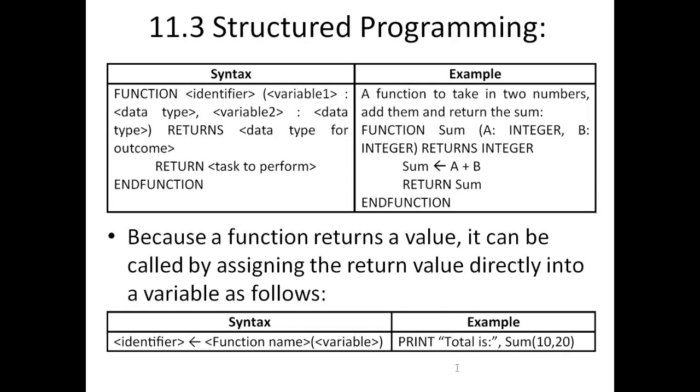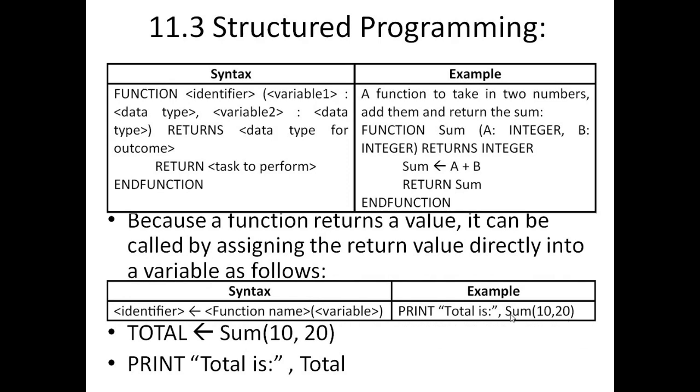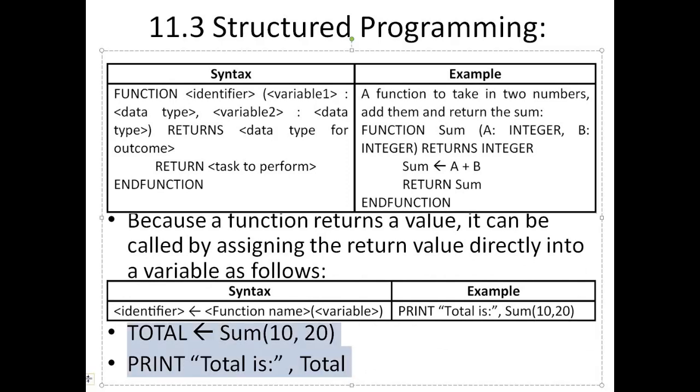Now over here, this is the second method. Basically, you can use the keyword print to directly print the value of a function as well if you have provided its correct parameters. Otherwise, first assign this whole thing to a variable by the name of total, and then print it. Both these methods of printing a value generated by a function are acceptable by the Cambridge examiner.